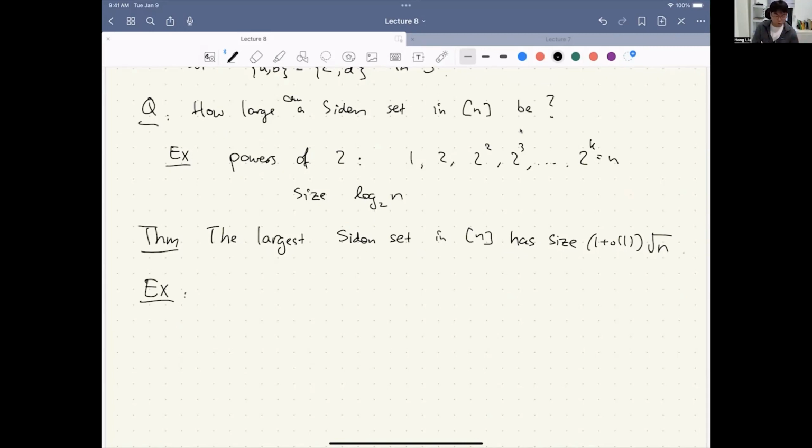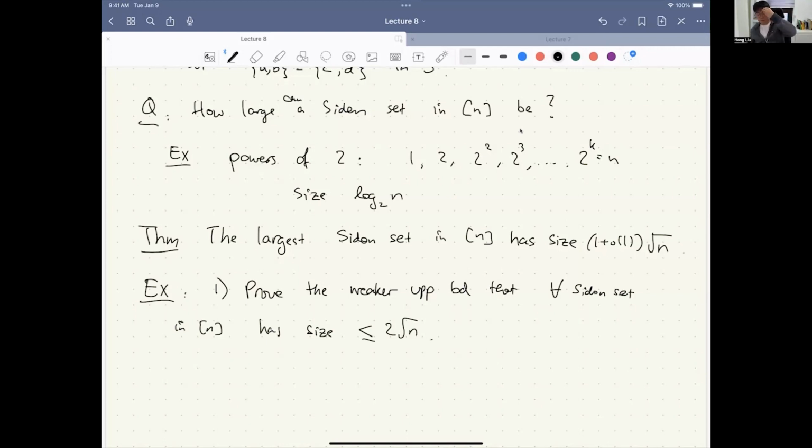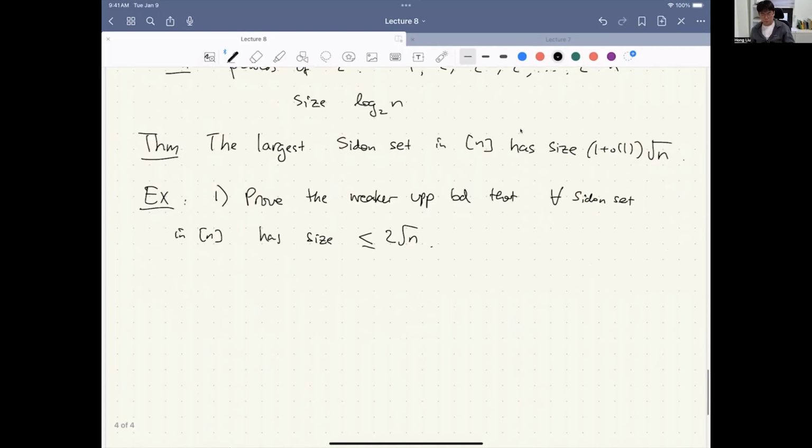It's a fairly simple exercise. Prove the weaker upper bound that any Sidon set in [n] has size m less than 2 square root n. Up to a factor of 2 is very easy to prove.